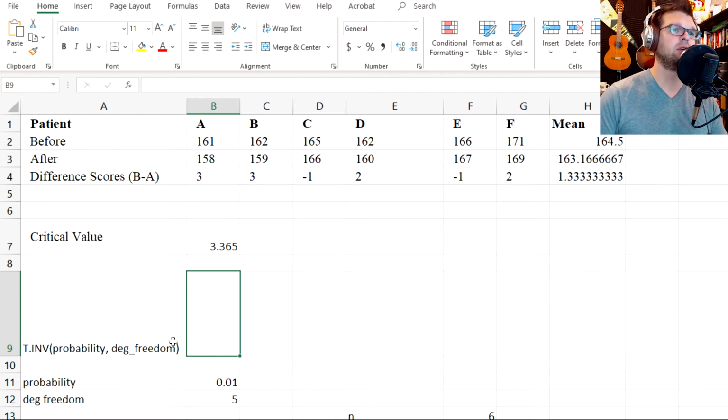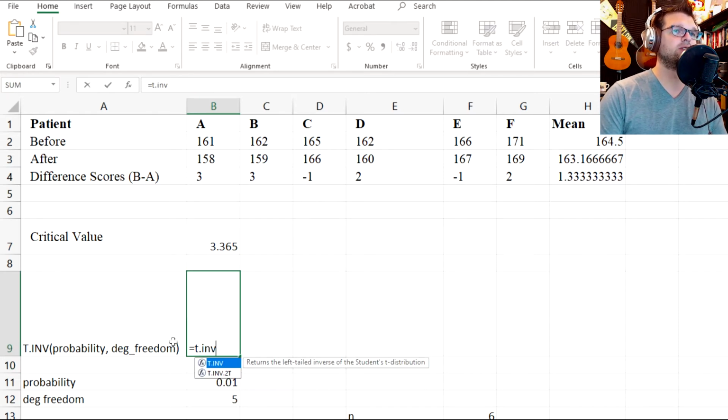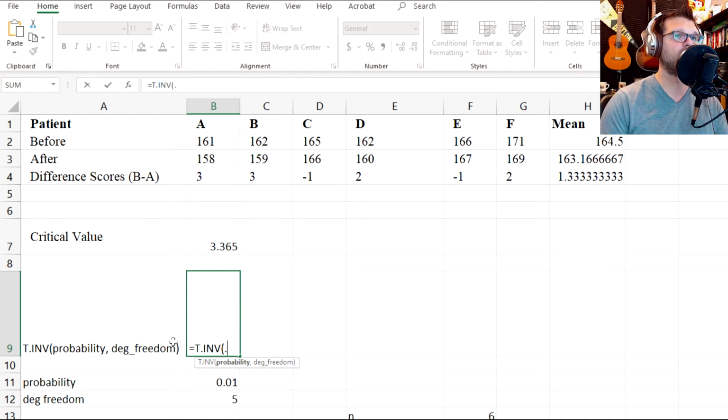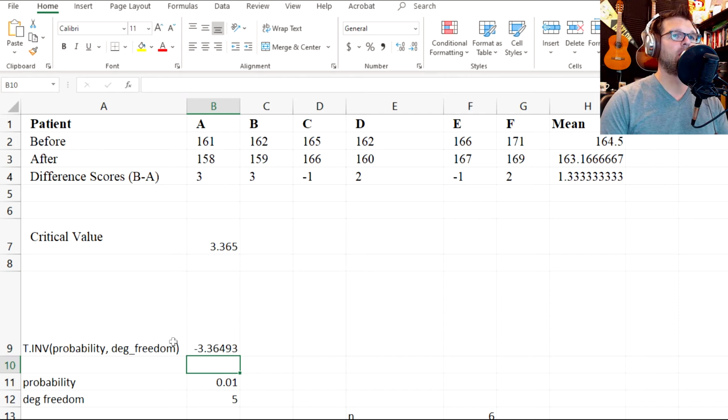The other thing that you can do is use the T.INV function and then put the probability in and the degrees of freedom. So we're going to do equals T.INV, and then the probability. Well, what is the probability that we want? What is the alpha, the probability of having a type 1 error, which is going to be 0.01, and then the degrees of freedom is 5. And it's going to give you negative 3.36493.